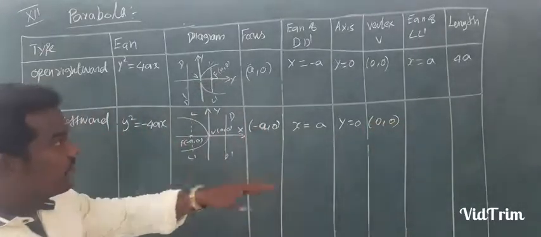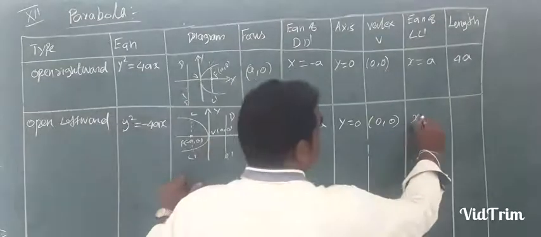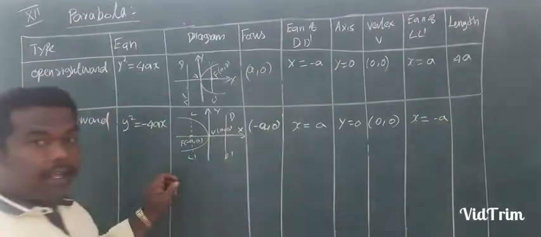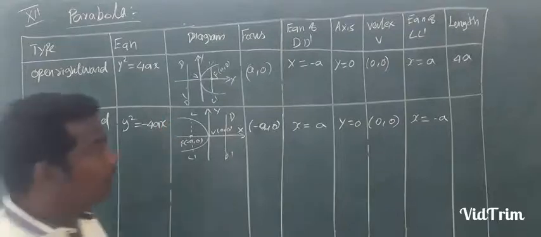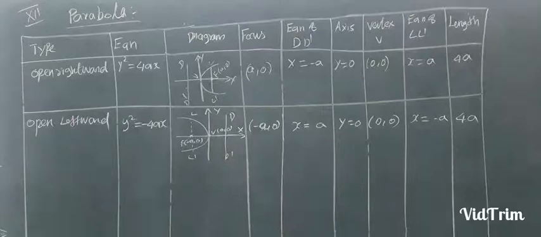And the equation of the latus rectum L dash is x equals minus a, because it is on the left-hand side. And last one, the length is 4a. That is the main concept of the first two types of the parabola. You just go through and write your notes.